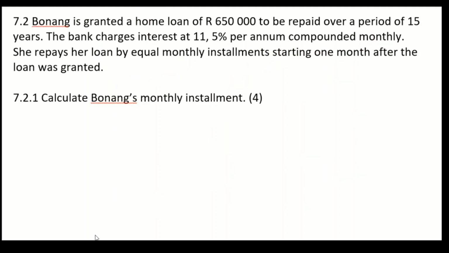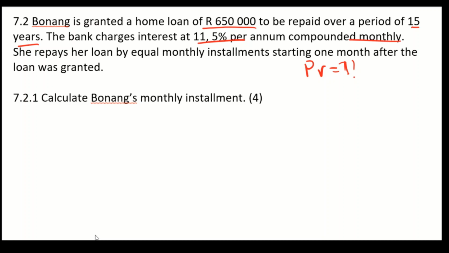So now 7.2 reads as follows. Bonang is granted a home loan to be repaid over a period of 15 years. A bank charges an interest rate of 11.5% per annum compounded monthly. She repays her loan by equal monthly installments starting 1 month after the granting of the loan. So this statement talks about a home loan, so we basically know that we are going to use the present value formula.